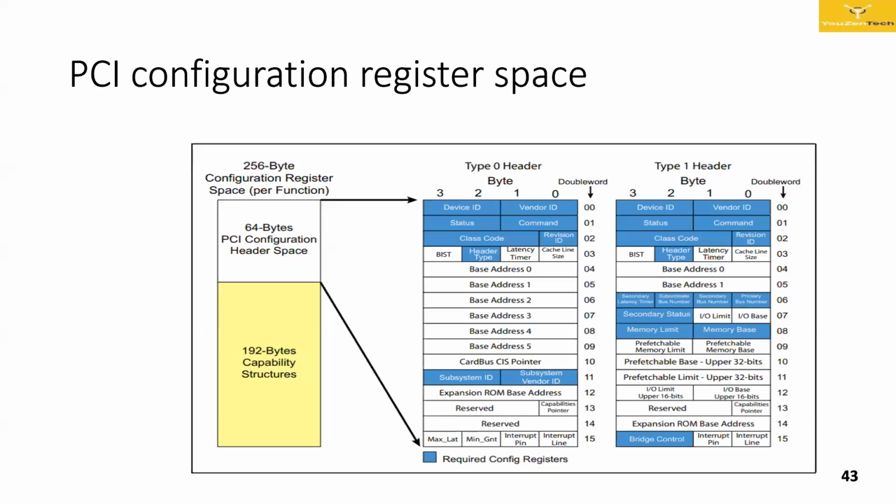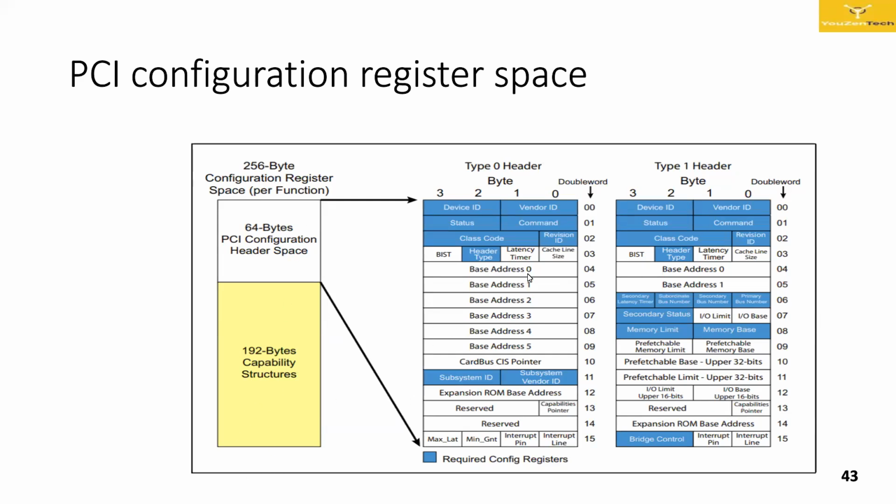If it is not an endpoint, as in if the function is a bridge or switch, then it is going to be type 1. Previously I also explained some of the important parameters, like the capability pointer. If you read this, it will tell you where the next capability is implemented in this full configuration register space.